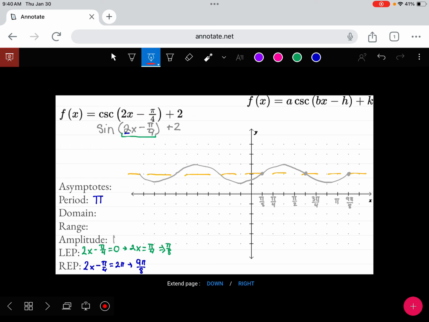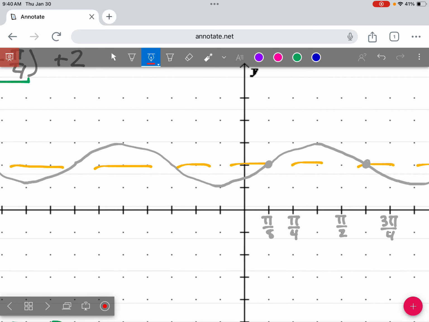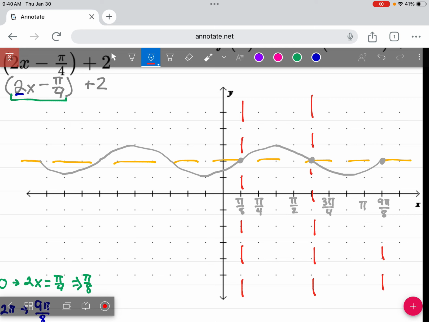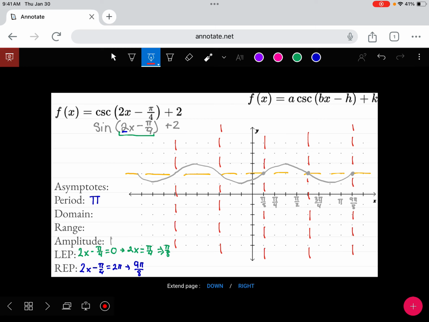So our asymptotes for cosecant on this one, we're going to have one here, and this one, which is 5 pi over 8. This one, which is 9 pi over 8. This one, which is minus 3 pi over 8. This one, which is minus 7 pi over 8.